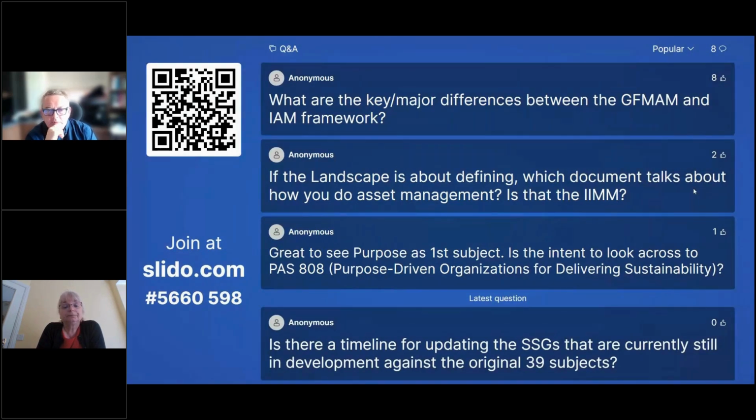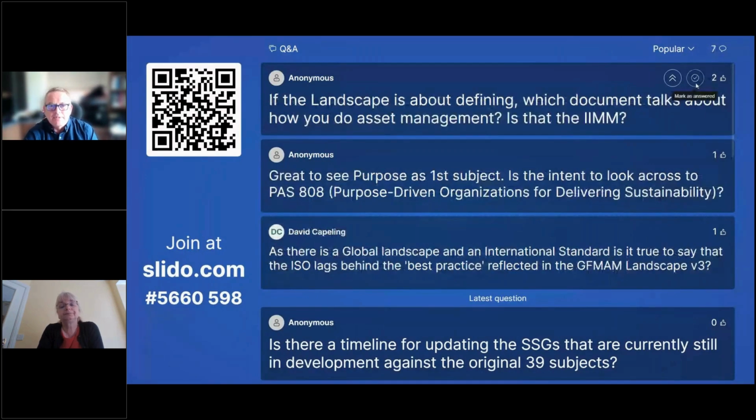Okay, Rob, that top one I answered earlier. The landscape defines what, and which document talks about how. So from an IM perspective, it's the anatomy and SSG, subject specific guidelines if people aren't familiar. The IIM is another good example of a how to. Obviously, it's not an IM document; it's IPWEA, thank you. But from an IM perspective, the anatomy starts to flesh out what this really means, and then the SSGs are much more around this is how you do it in practice. These are case studies as examples. So that's how I'd answer that question.